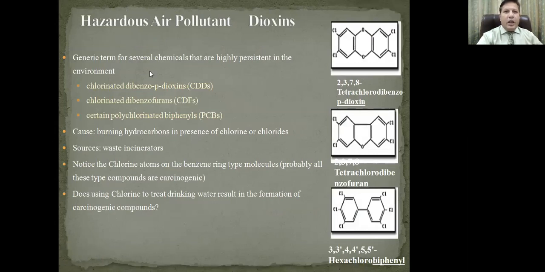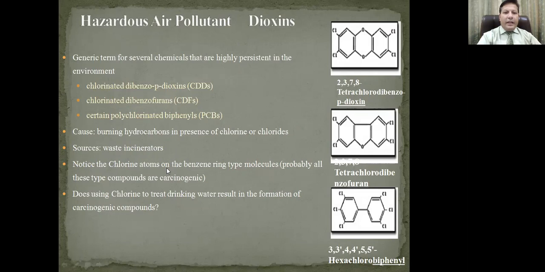Hazardous air pollutants, dioxins are also there. These are organic type molecules, and dioxins are pollutants having different names: tetrachlorobenzene, benzene, etc. Generic term for several chemicals that are highly persistent in the environment. CDDs, CDFs, and PCBs. These are organic molecules which live in the environment for a longer time in the form of vapor. These are generated from burning of hydrocarbons in the presence of chlorine or chlorides, and sources are waste incineration sites.